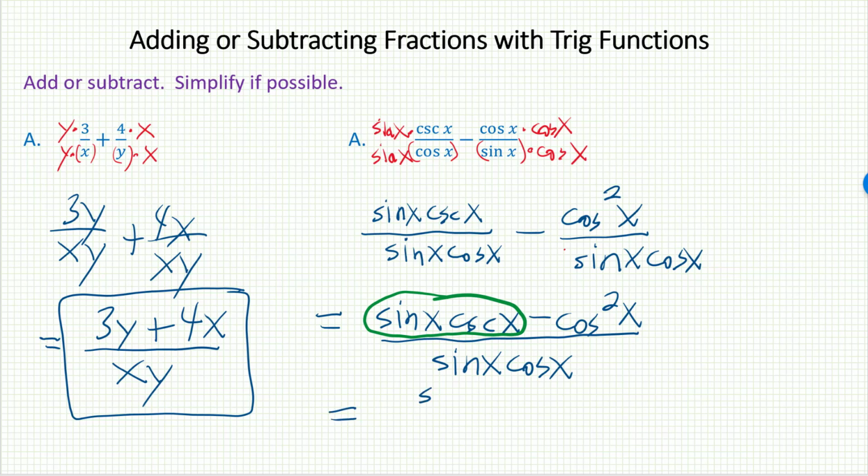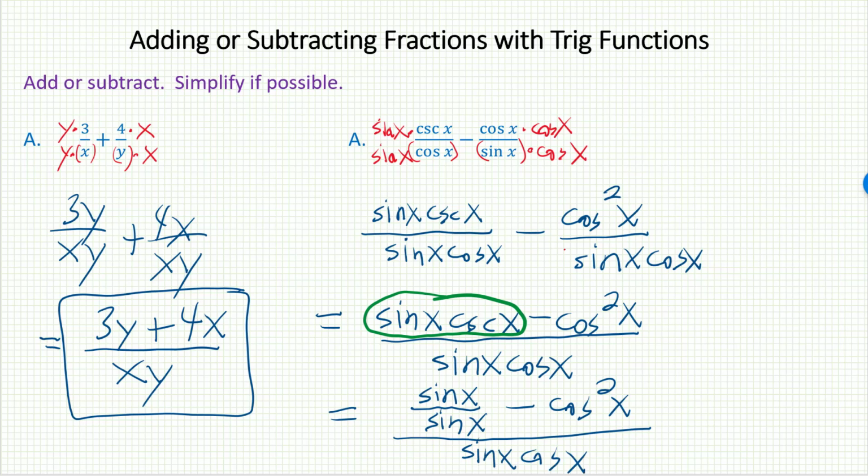Cosecant x is just 1 over sine x. In other words, for that little piece there, I can reciprocate that to the bottom. I'm talking about the bottom of that term. Sine x cosecant x is the same as sine x over sine x. The rest of it stays the same, but of course sine x over sine x is just 1. And now look what I have.